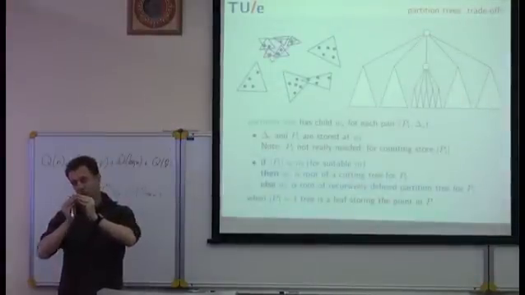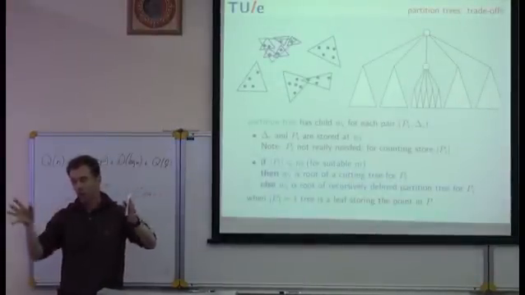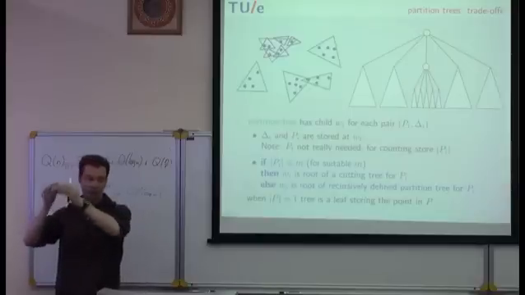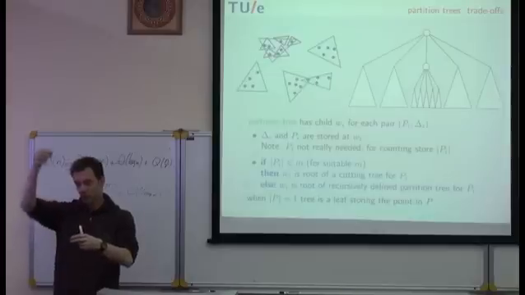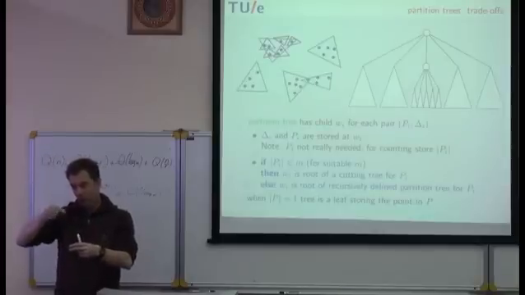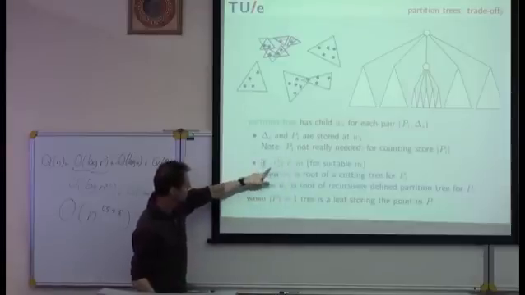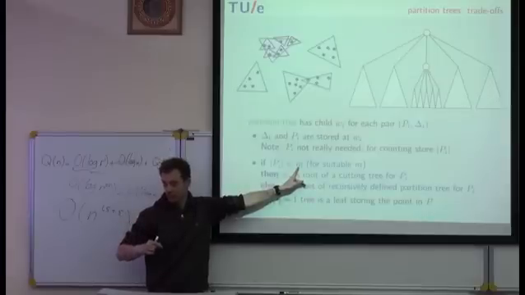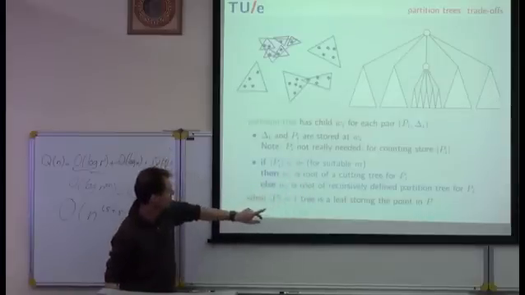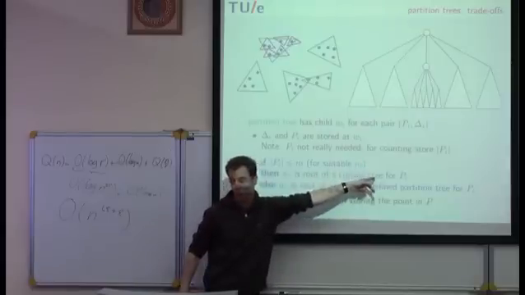Compute a simplicial partition for the points. For each triangle you have a child. Recursively build a partition tree for that one, and so on. But in this recursive call, you say, okay, when the number of points is equal to some m, smaller than n, then I'm actually going to make this structure into a cutting tree.